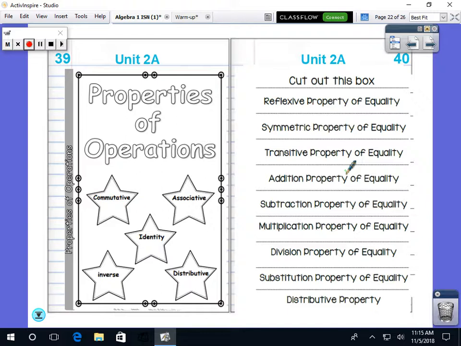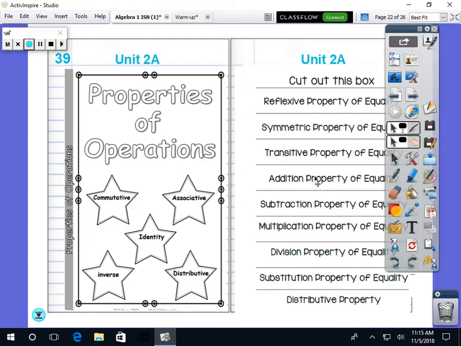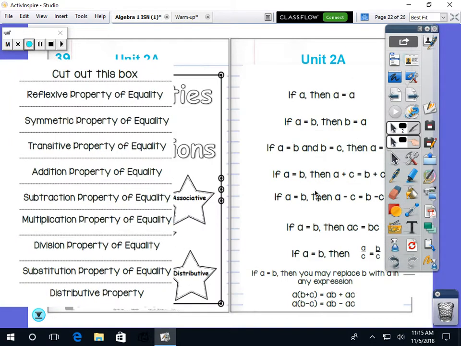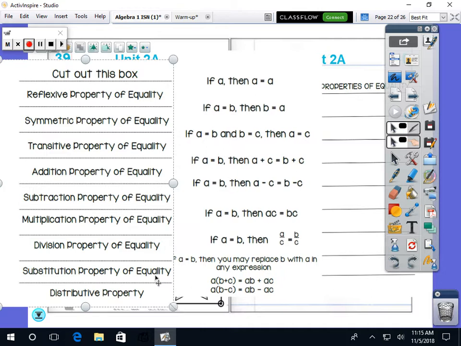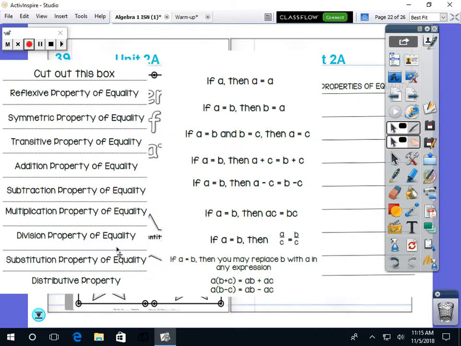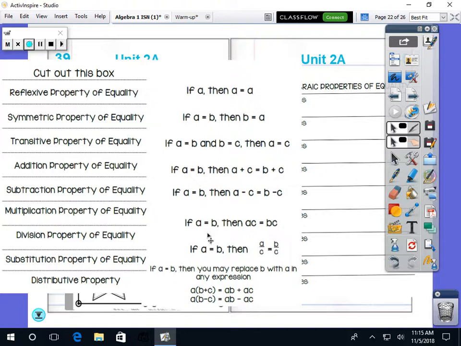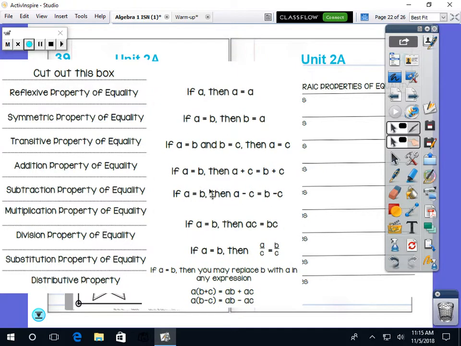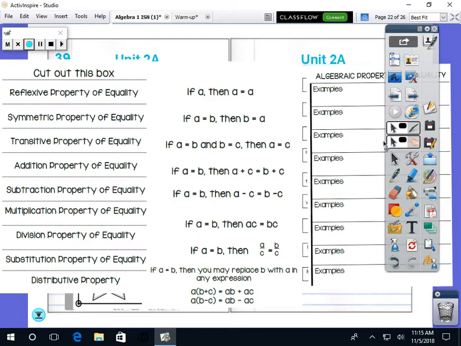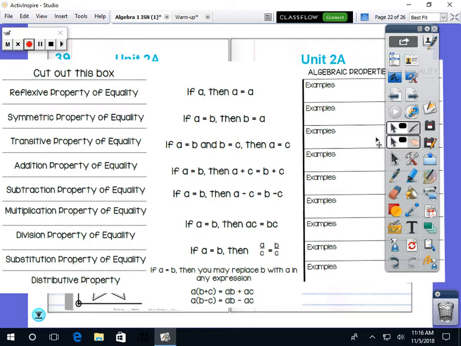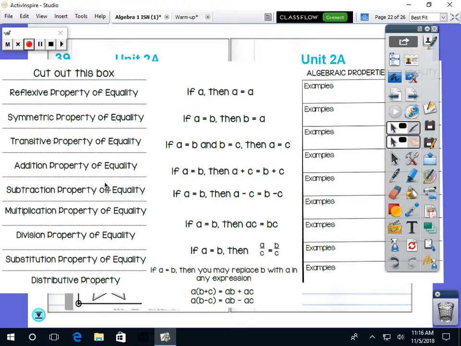Okay, so we are going to be learning about these properties of equality. So I'm going to spread this out so that it'll kind of look like what it does when you open yours up. Okay, so the first property of equality we're going to talk about is called the reflexive property of equality.